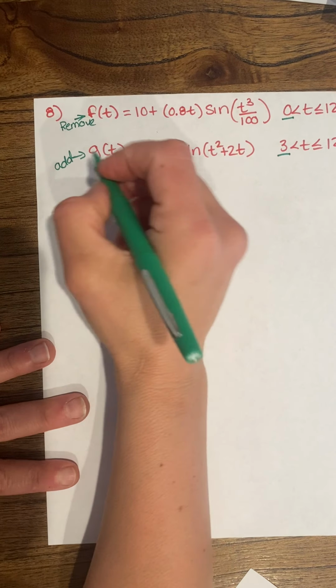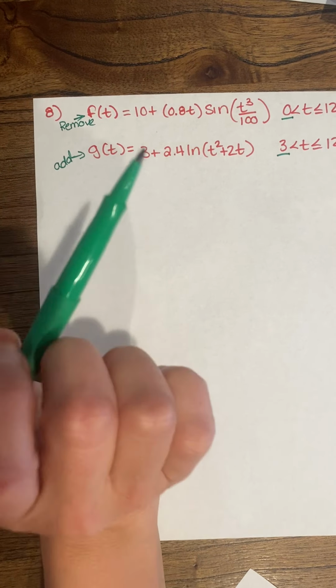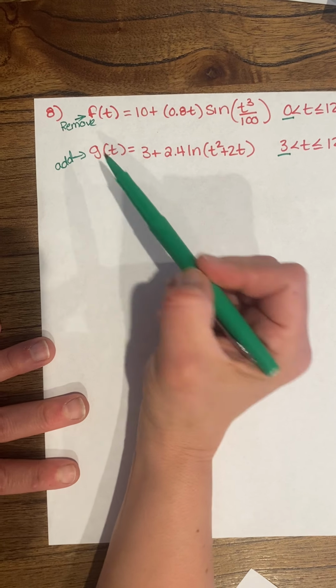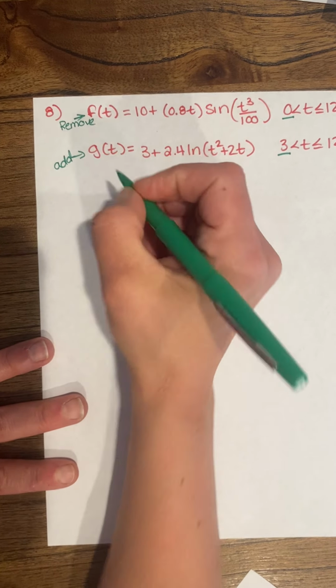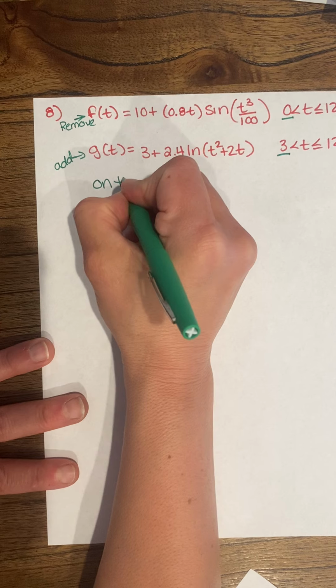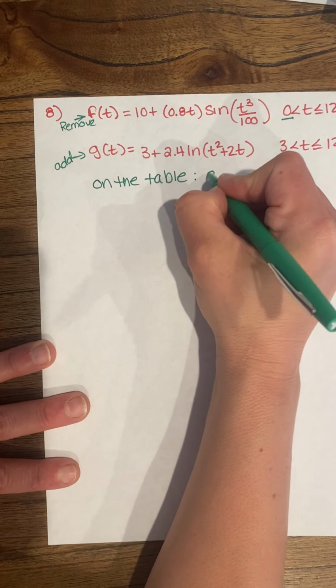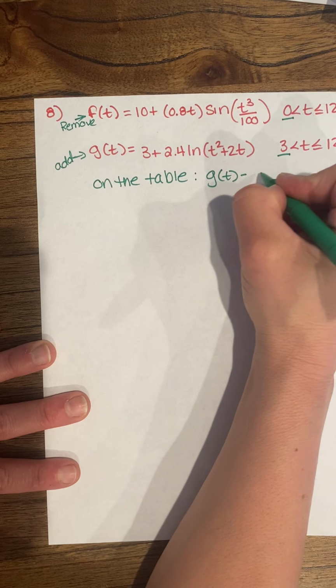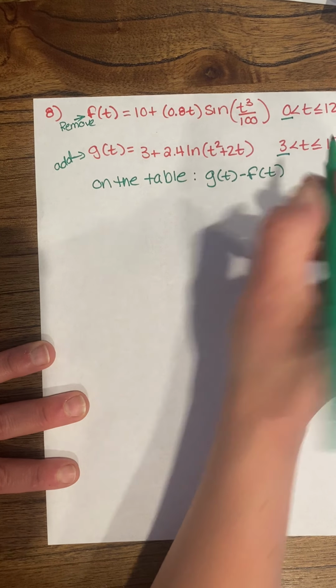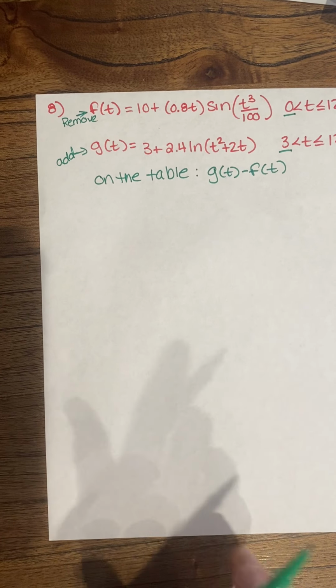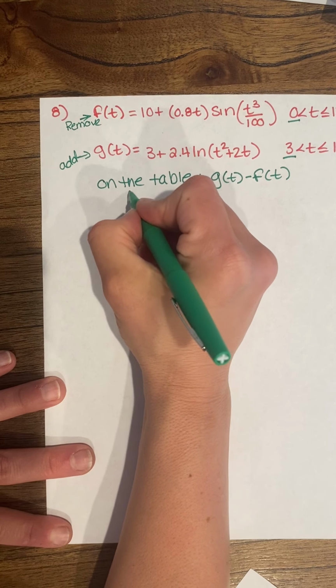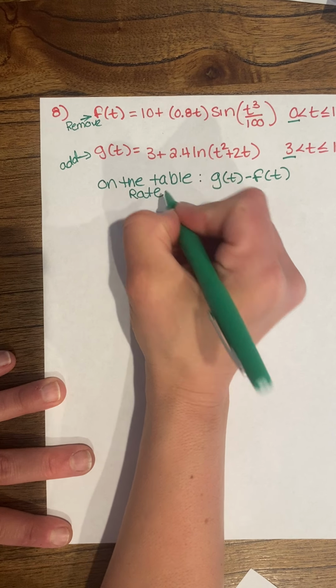So I still have an equation. Now again, notice too, I hate the way they gave it to us in this one. They gave you the removing first and the adding second. So the rate of bananas on the table, right? So again, always 3 rates. The rate on the table is really G of T minus F of T. So it's backwards. It's the adding minus the removing, right? So that would be the on the table rate, okay?